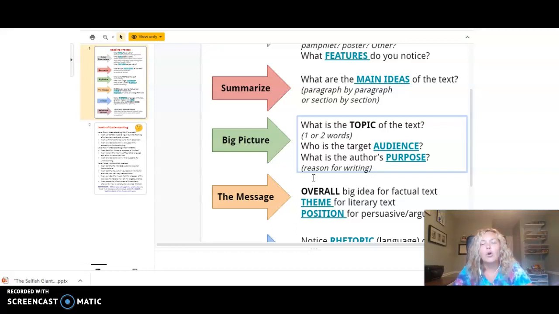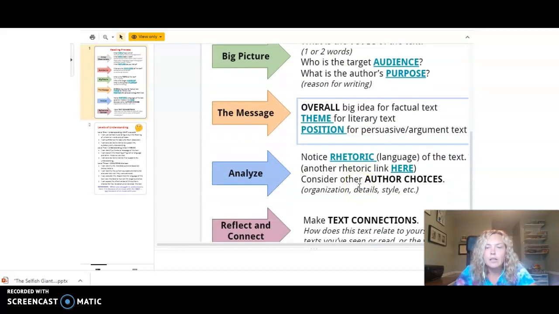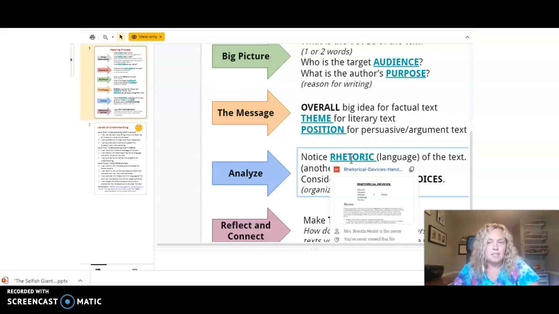Now let's think about who the audience is and why the author wrote it. And after we figure out why the author wrote it, what was the theme of the text, or what was the position of a persuasive argument? Okay, so what was the big idea that was provided there? And then once you are able to establish that, you can analyze the text. You know, notice the rhetoric, the language. If you don't know what rhetoric means, that one's a difficult one.